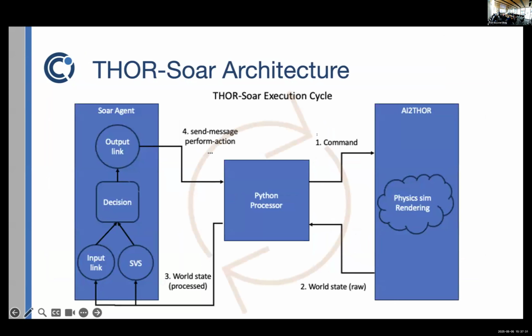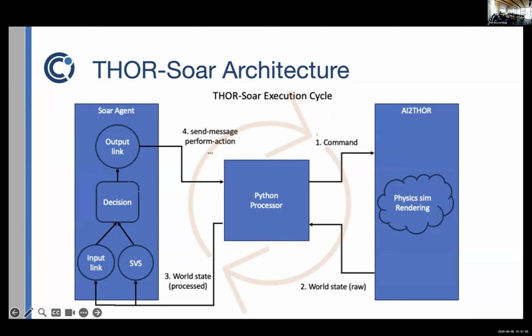So we have a big Python wrapper with extra logic in it for our use case that runs alongside the AI2-THOR Python. I showed you before with AI2-THOR, there is the cycle where you send a command and then you get back the world state. Since we're putting Soar in the loop, we have Python in the middle.